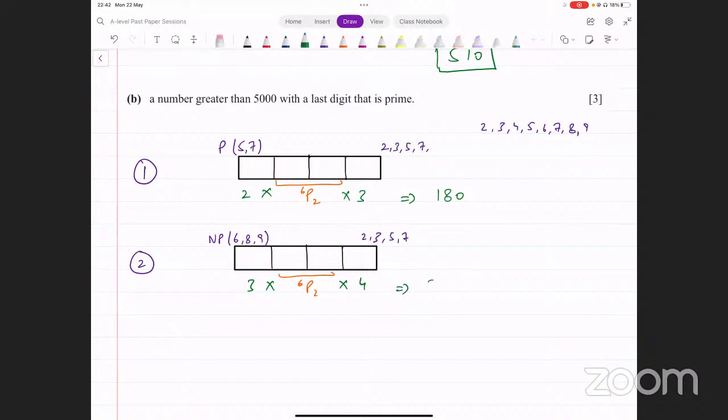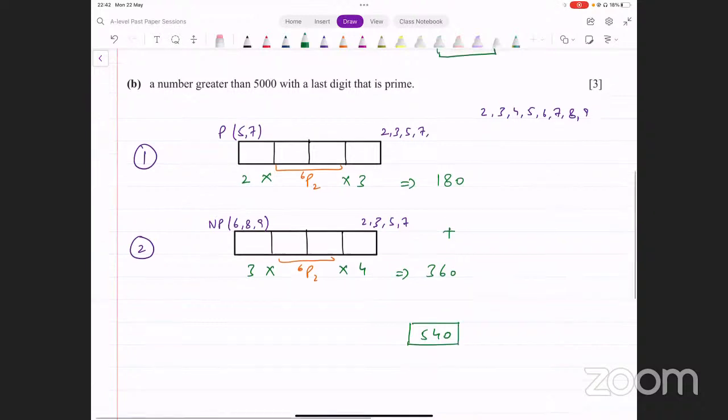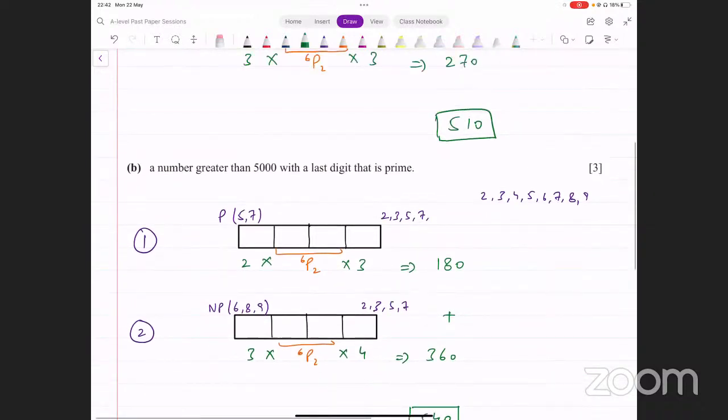that should be 360. Again, add these two cases and see what that gives you. In this case, that would be 540. And that's the total number of 4-digit codes that you have that satisfy this condition. And that's what we were looking for in the second part here, part B.